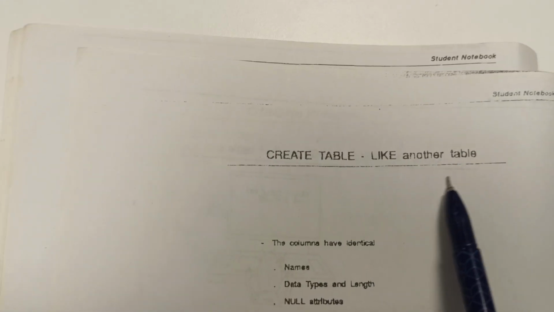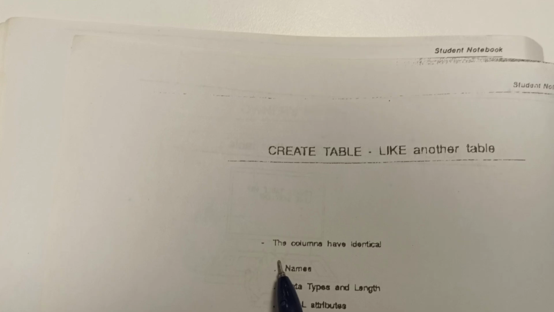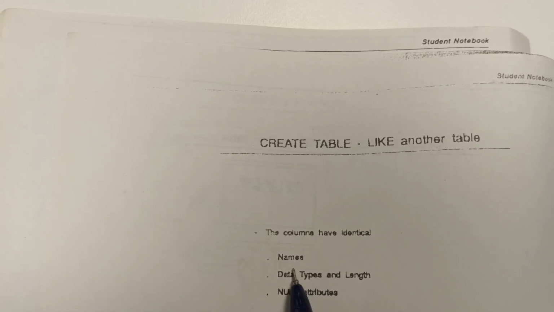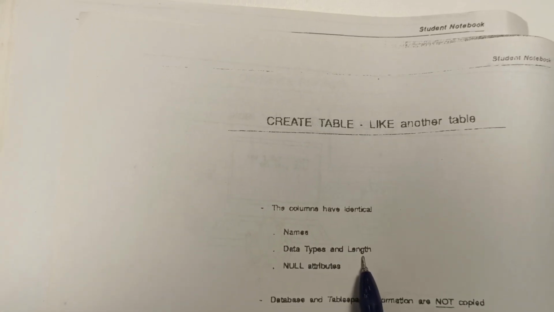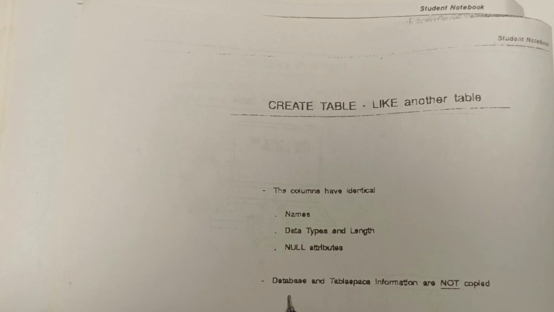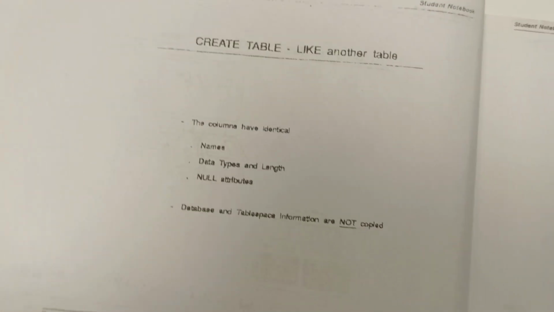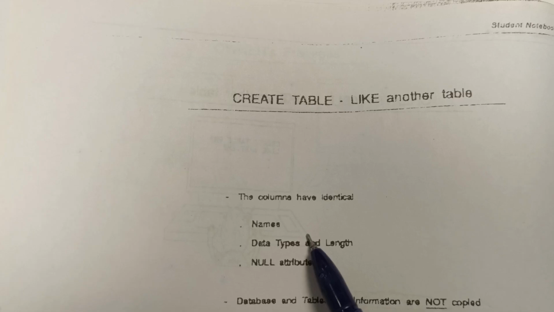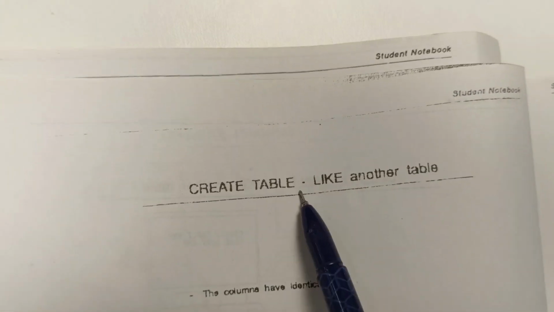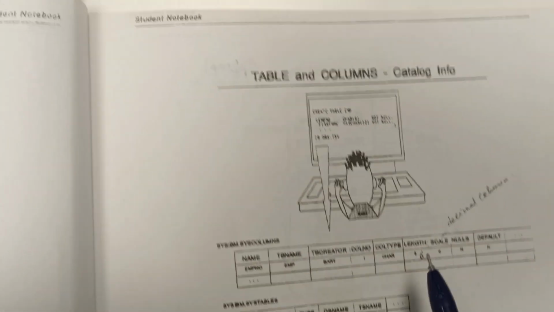You can see some important points. The columns are added with identical names, data types, length, and null attribute type, but database and table space information is not copied. These are the three things it will copy while creating a table with the LIKE command.